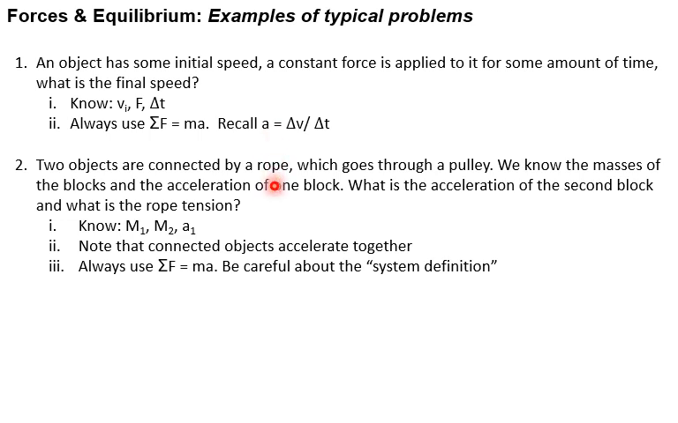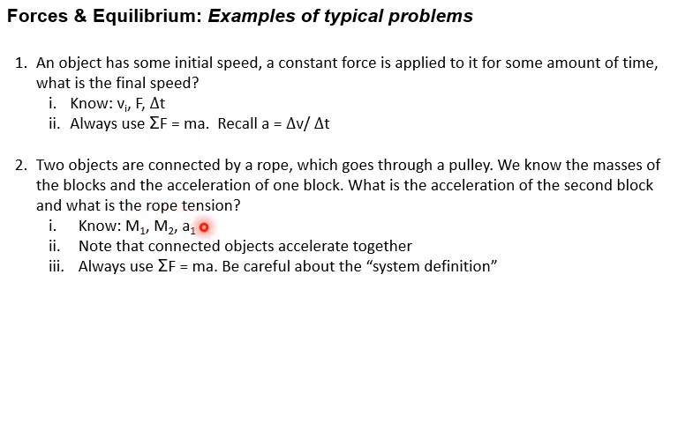Let's take another type of problem, a tension problem. So let's say you have two objects connected by a rope, and let's say that the rope goes through a pulley. Let's say these two objects are blocks. We know their masses, and we know the acceleration of one block. Okay, this is just an example problem. You might want to know, okay, what's the acceleration of the second block, and what's the tension in the rope connecting the two blocks? So in this example, we know the masses of the two blocks, and we know the acceleration of one of the blocks.